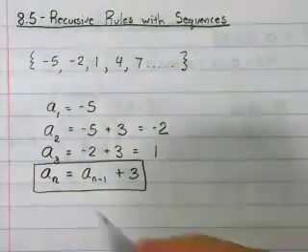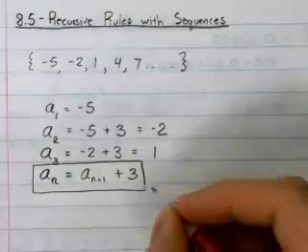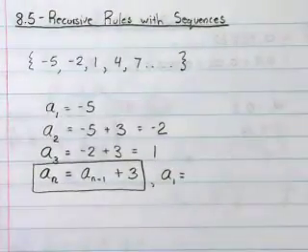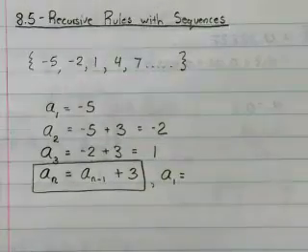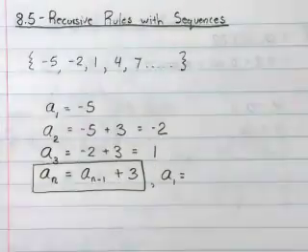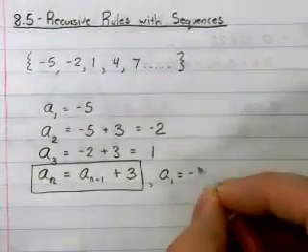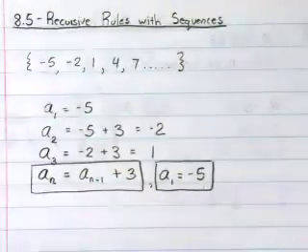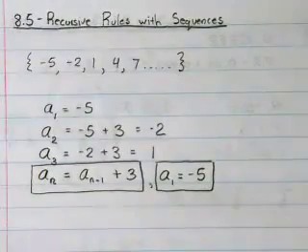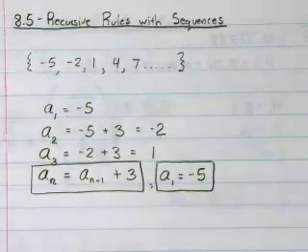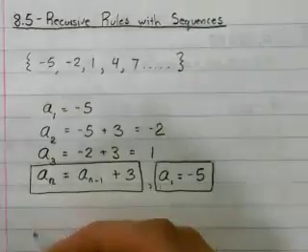So you also need to include the first term. You need the pattern and the first term to make the sequence. In this case, it would be a sub 1 is -5. So you've got two things: the formula for it and the first term. So let me give you another one.